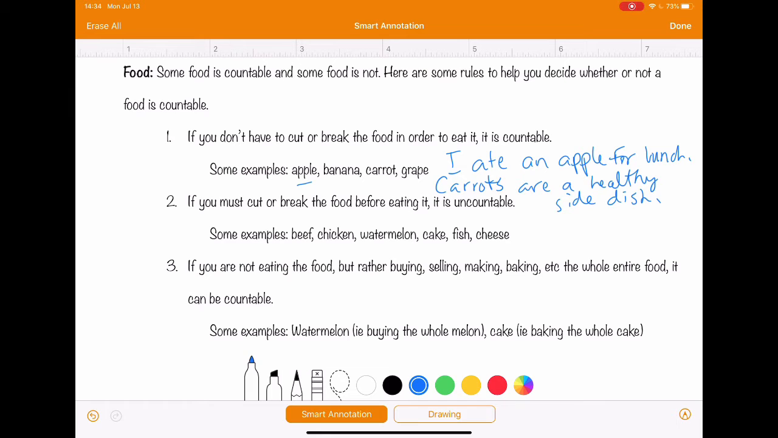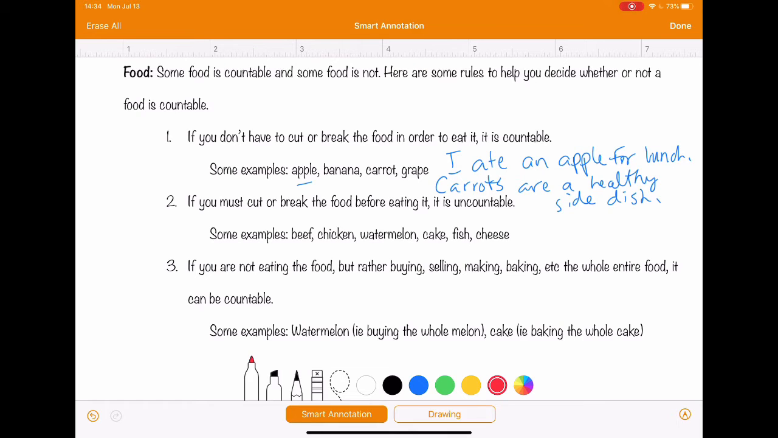Now, if the food is something that you must cut or break before eating, generally it is uncountable. So here are some examples: beef, chicken, watermelon, cake, fish. So imagine this, right? If I take a piece of a whole watermelon, and I pick it up and I take a bite. No, no, no, no. That's not how we usually do things.